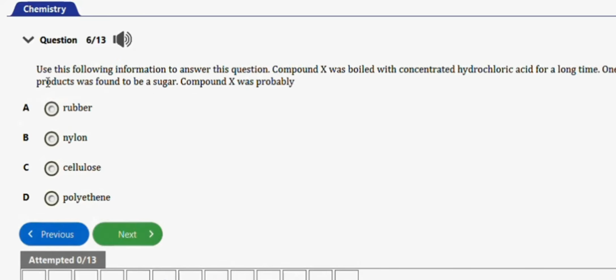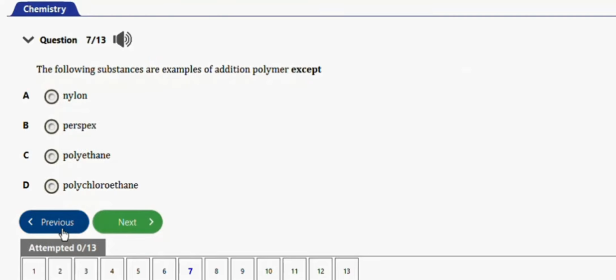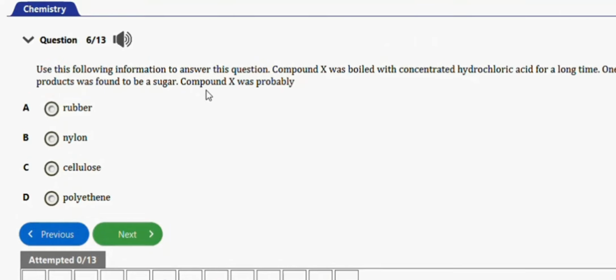It says, use the following information to answer this question. Compound X was boiled with concentrated hydrochloric acid for a long time. One of the products was found to be a sugar. Compound X was probably, so this would be cellulose, option C. So in this question, when cellulose gets hydrolyzed, you are going to have sugar as one of the products. So the next question will be here.